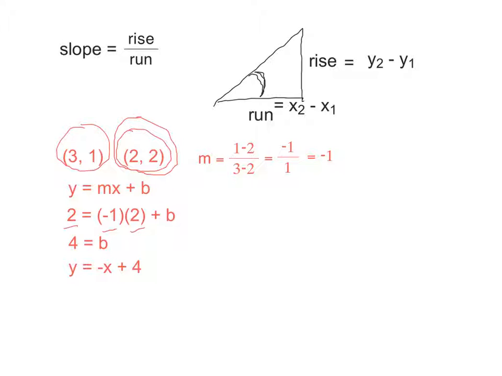So therefore, the equation of the line that connects the 2 points, (3, 1) and (2, 2), is y equal to minus x plus 4. We figured out what the slope was connecting those 2 points, minus 1. We plugged that into y equals mx plus b, along with the values for x and y from one of these points. I could have used either one, and solved for b. I got b equals 4, so therefore y equals minus x plus 4 is the equation of the line connecting these 2 points. It has a slope of minus 1 and a y-intercept of 4. It goes through the point (0, 4).